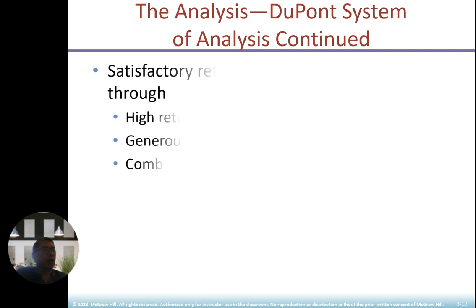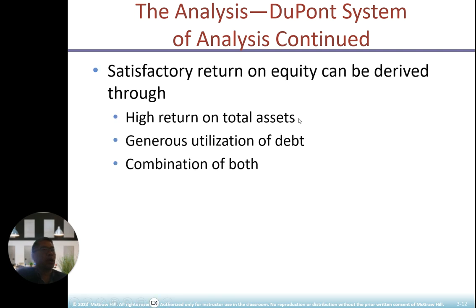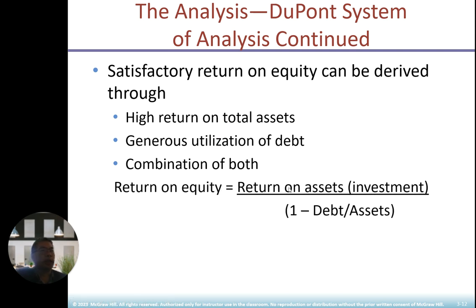Okay. A satisfactory return on equity can be derived through what? A high return on total assets, generous utilization of debt, as well as a combination of both. Look at this return on equity. Return on equity is return on asset, which is investment, divided by one minus debt to asset, which is equity.